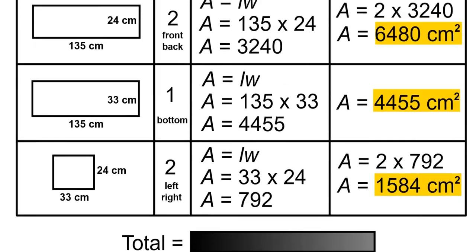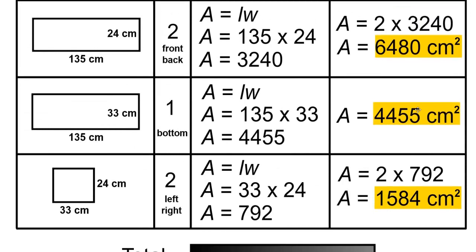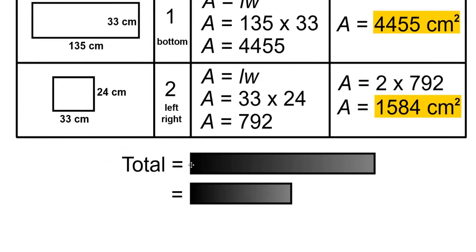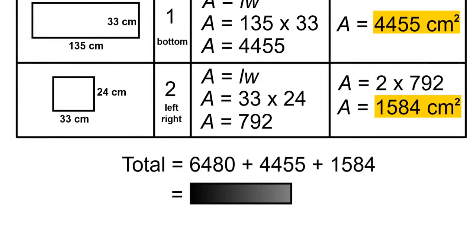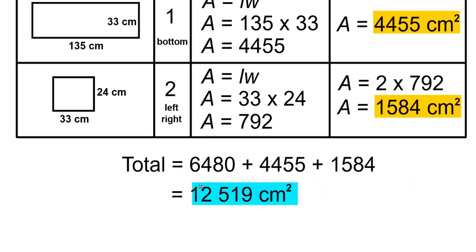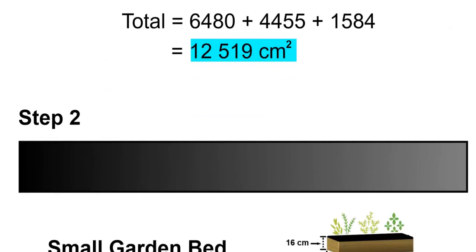To find the total, we'll add up the totals of all the shapes. 6,480 plus 4,455 plus 1,584 gives us a total of 12,519 centimeters squared. This will be the surface area of the large garden bed.